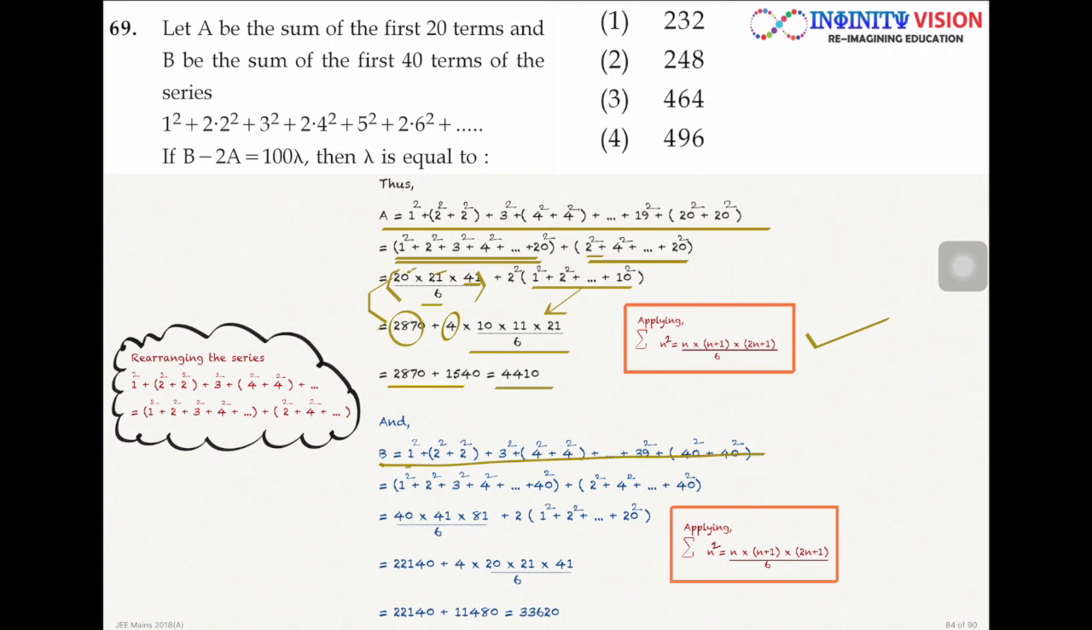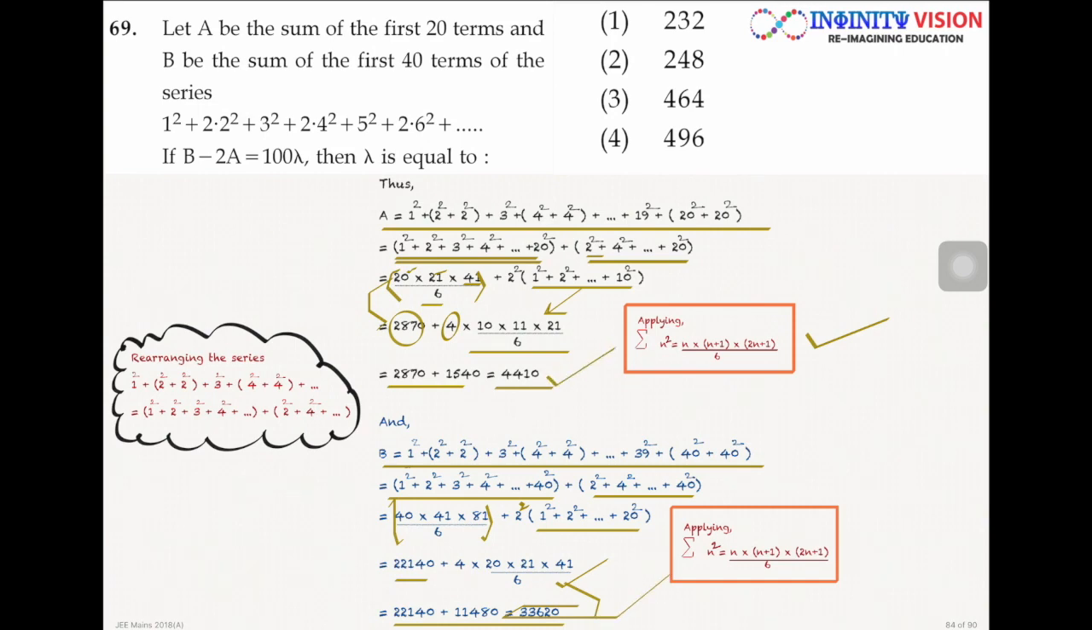Similarly, B would be written as we have already shown, 1 square plus 2 square up to 40 square plus 2 square plus 4 square up to 40 square. So we can simplify this by writing 40 into 41 into 81 by 6, again applying sigma n square, and here taking 2 square as common, we'll get 1 square plus 2 square up to 20 square. So it will be 22140 plus 4 into 20 into 21 into 41 by 6, which makes it 22140 plus 11480. We'll get the answer as 33620. So A is 4410 and B is 33620.